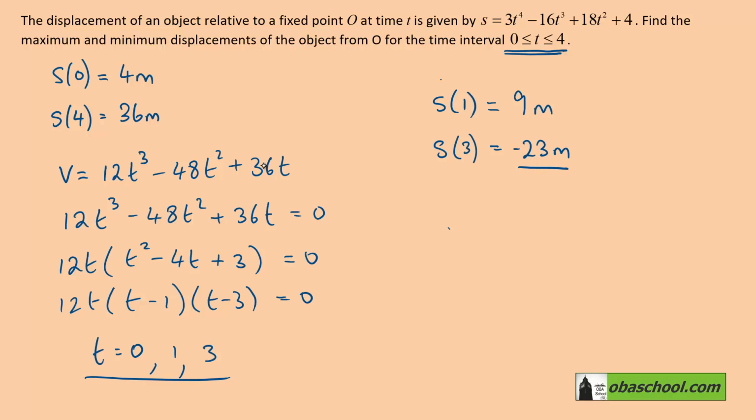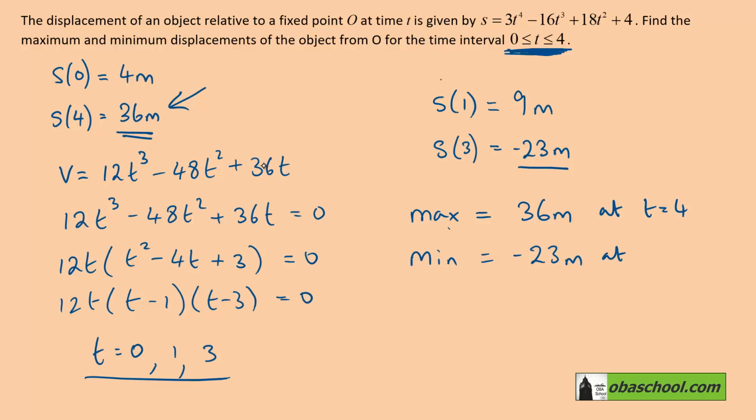Okay, so our maximum displacement is actually the 36 here, which is at an end point of our interval, not at a turning point. And that can also always happen when you have a restricted range. The minimum is the negative 23 meters. So this was at t = 4, and this one was at t = 3.